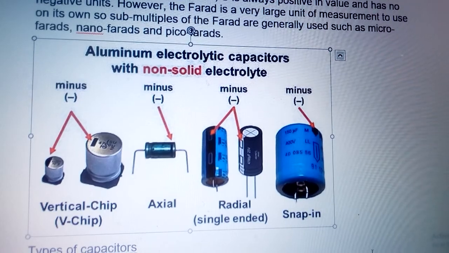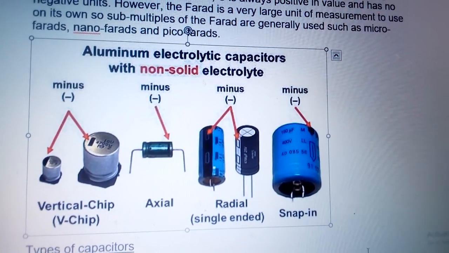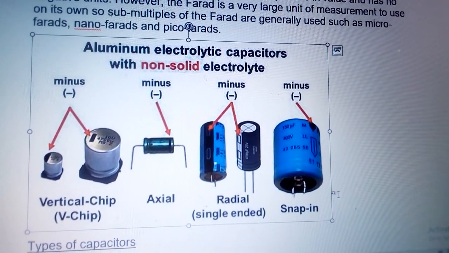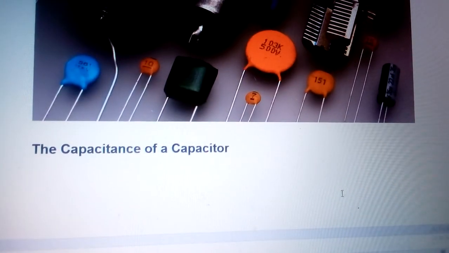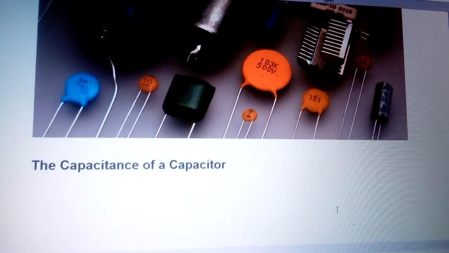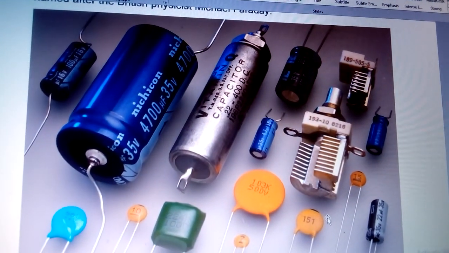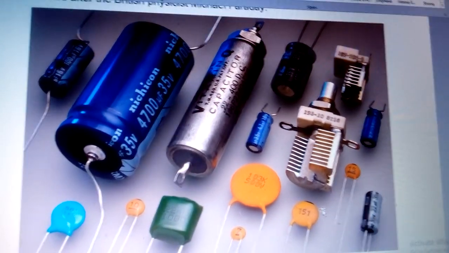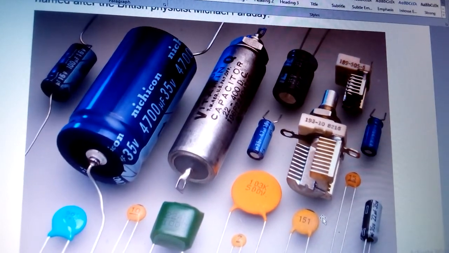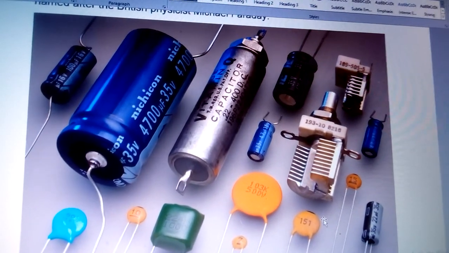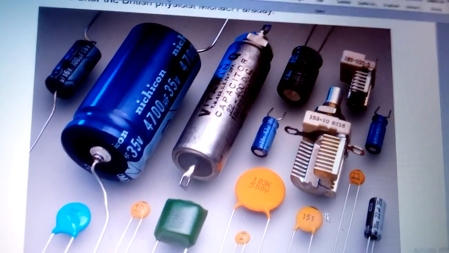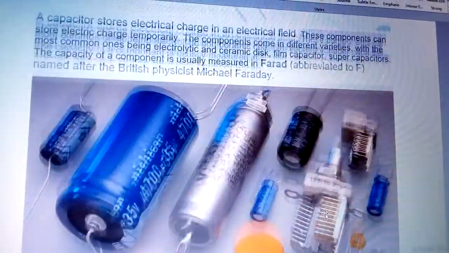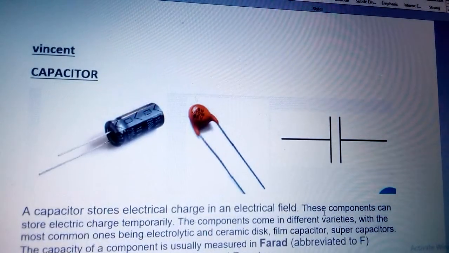This is our first lesson, and today we'll cover capacitors. Later we will be able to cover other various electronic components such as resistors, ICs, that is integrated circuits, and we have inductors, etc. But for today, let's discuss capacitors.